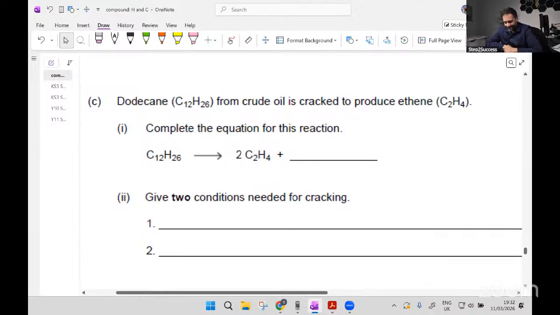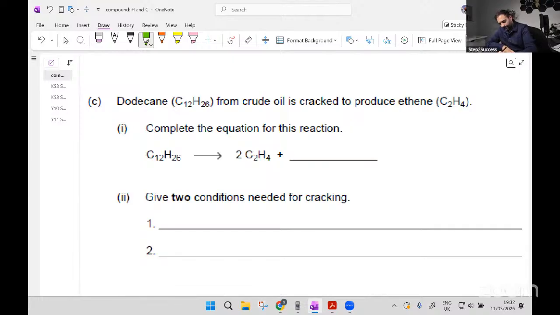Complete the equation for this reaction. This is, again, not easy to do, but I shall tell you how you balance equations. You're meant to know that we're going to end up with more C's and H's. If you've only got C's and H's to begin with, you can only finish with C's and H's. But then you have to do some counting.